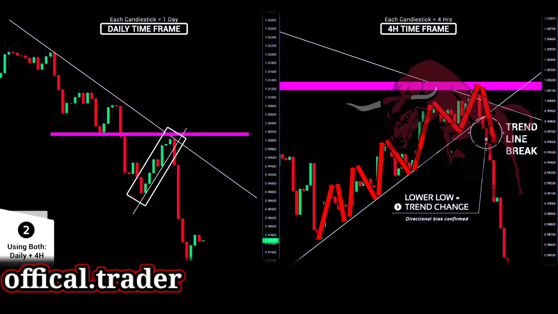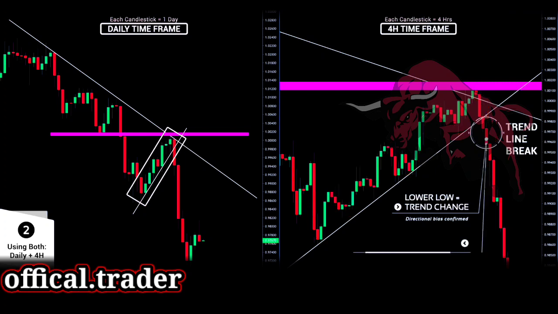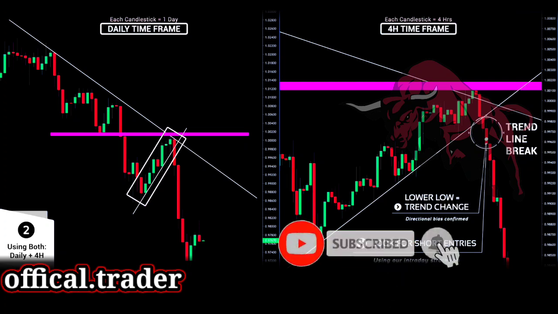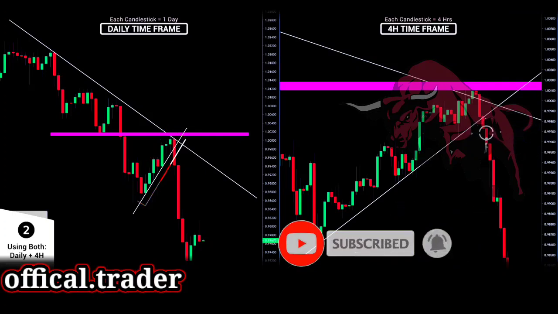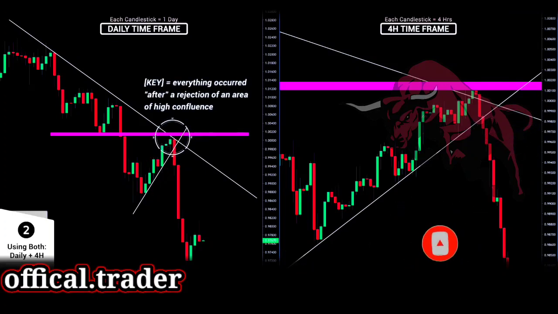Now again, there are many ways to enter the market. You can enter right on the break, through a momentum play, using the lower time frames, but the most important part is that your directional bias is confirmed now as down and short. So the key here is that this all occurred after the rejection and bounce from an area of high confluence, or else you would have just had a trendline break, and that would be meaningless.